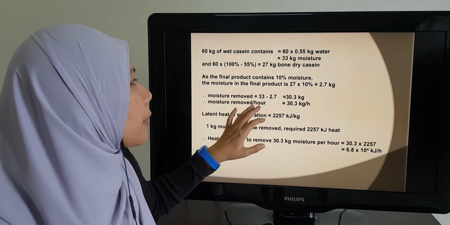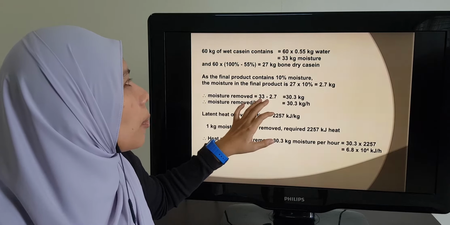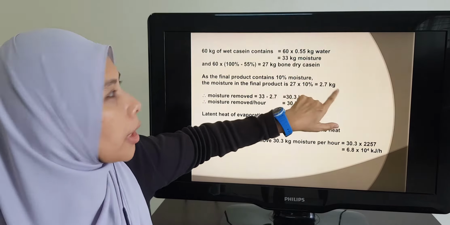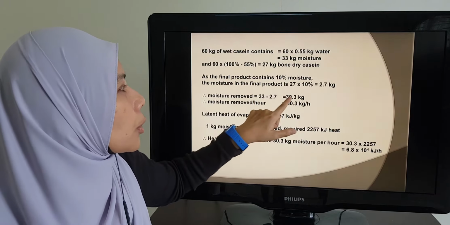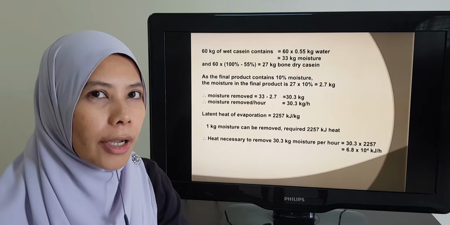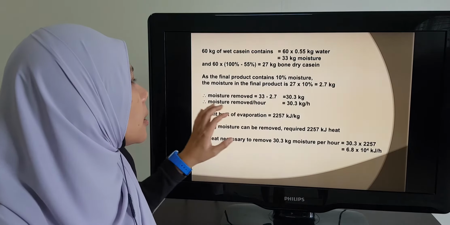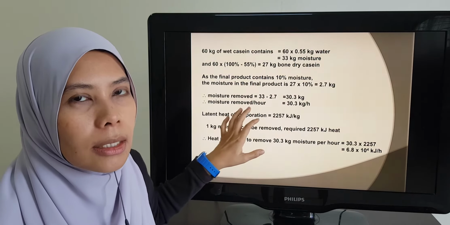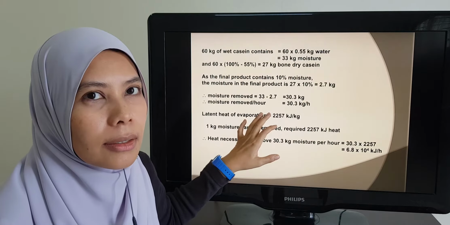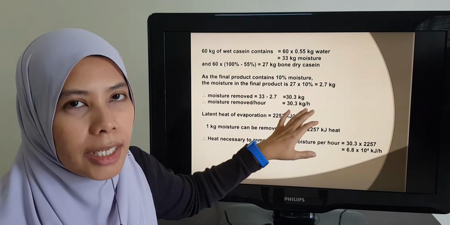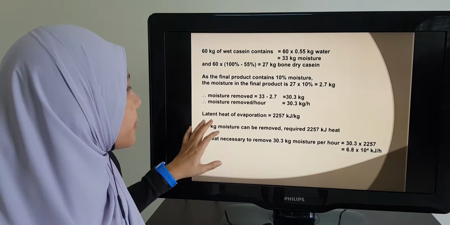So moisture is being removed. How much water has been removed? This one is water, and this one is also water. So 30.3 kilogram of water is being removed every 1 hour. You just add per hour. This is the water flow rate: the rate at which water is being removed, 30.3 kilograms per hour.